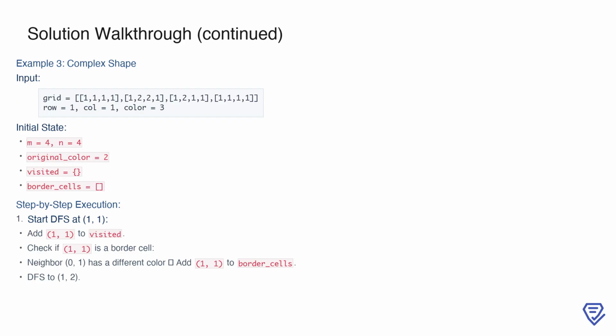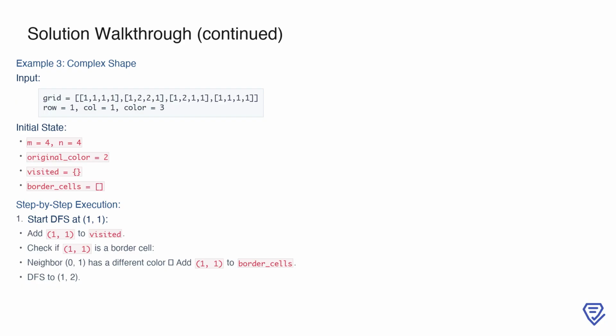This cell is added to the visited set, and upon examining its neighbors, we find that 0, 1 has a different color. Thus, 1, 1 is identified as a border cell and added to border_cells. From here, DFS proceeds to 1, 2, another cell of the same original color.